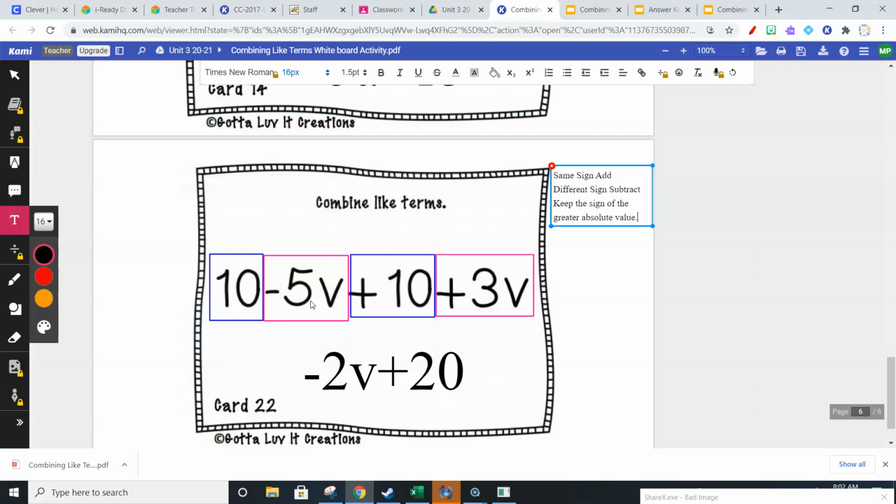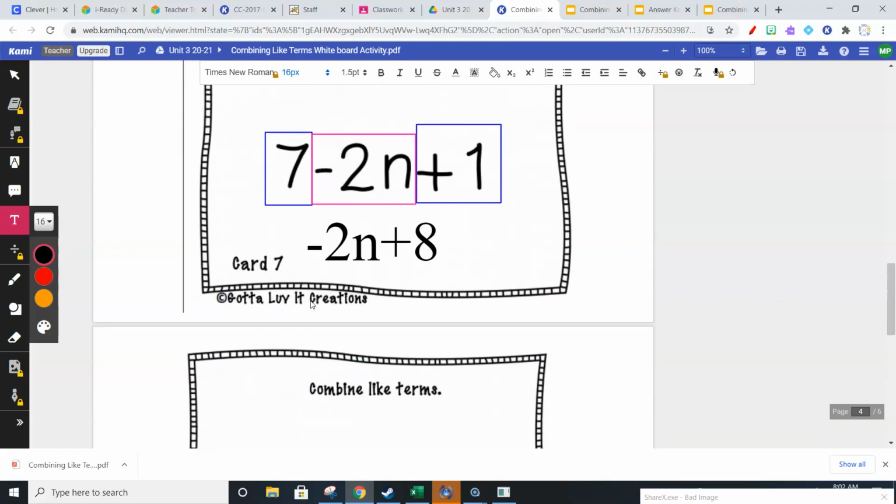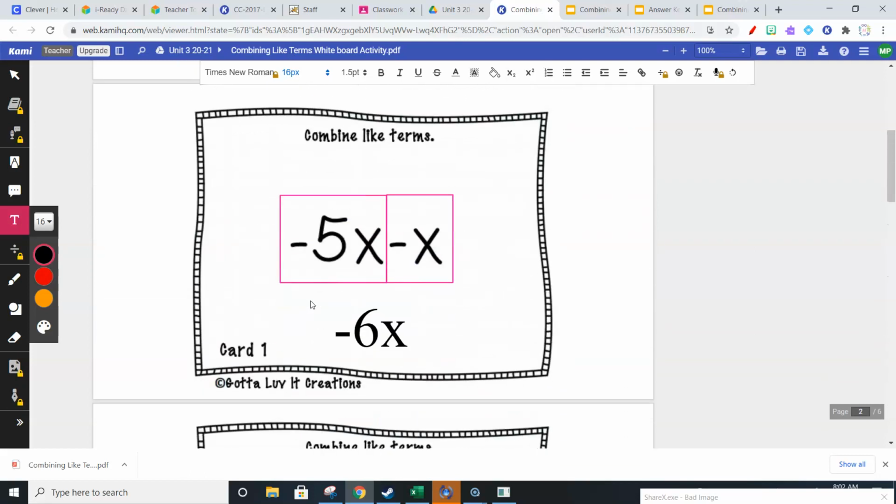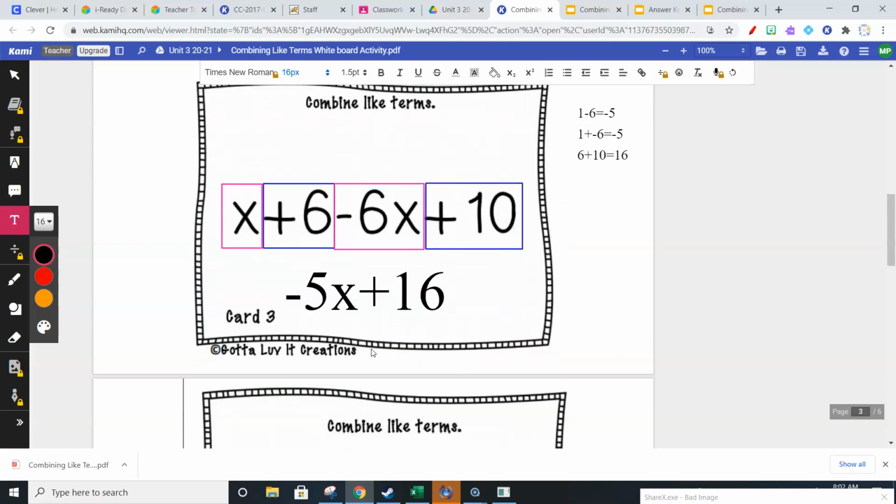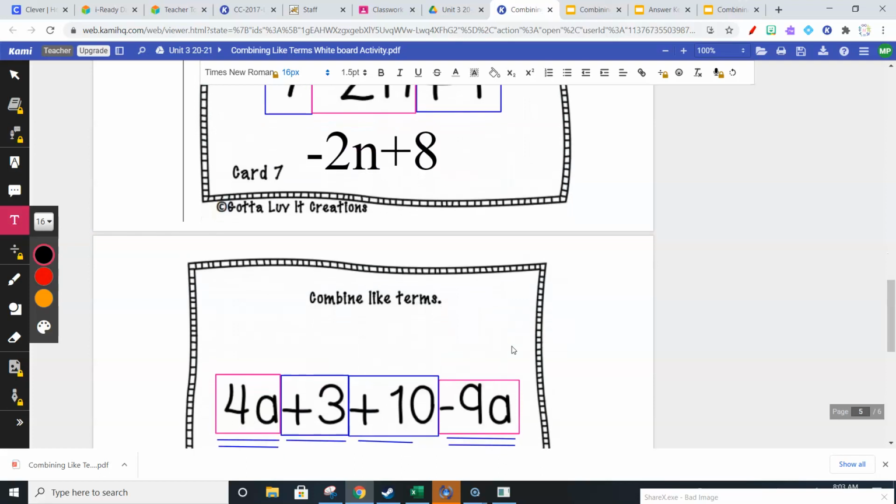Okay, I hope this helps. You're going to go on to the combining like terms activity. There are 10 questions for you. Remember, the first 5 are going to end up looking something like this with 1 term left. And the last 5, the 5 to the right, are going to end up something like this with 2 terms. Okay? I hope this helps.